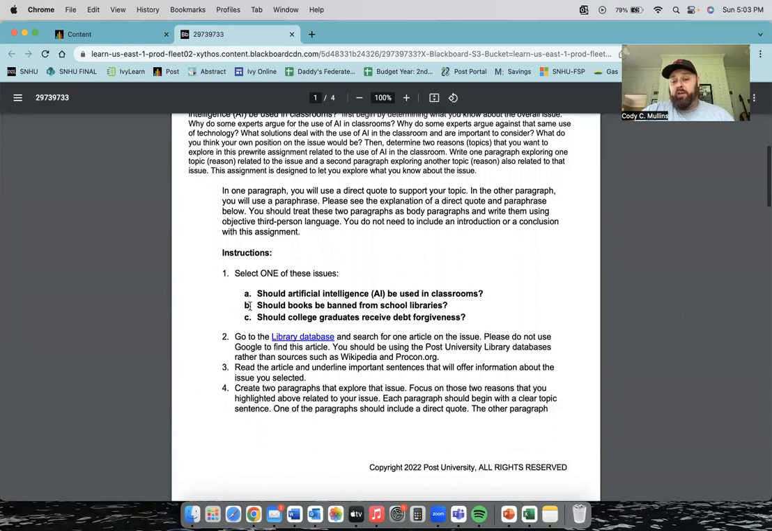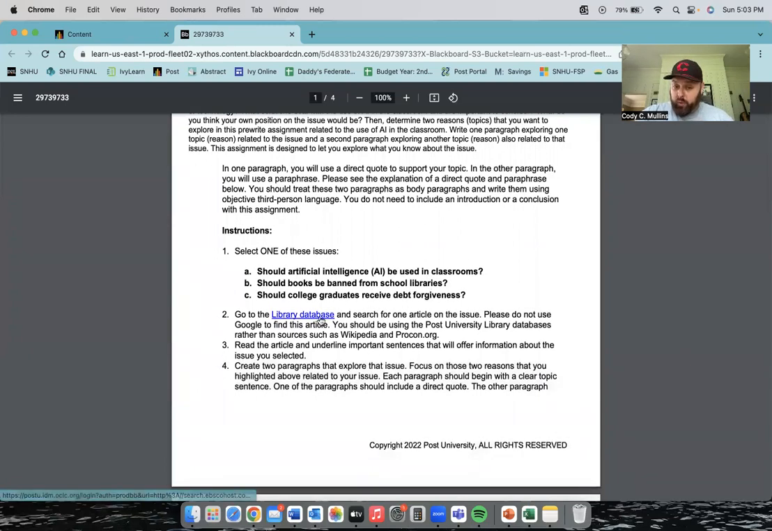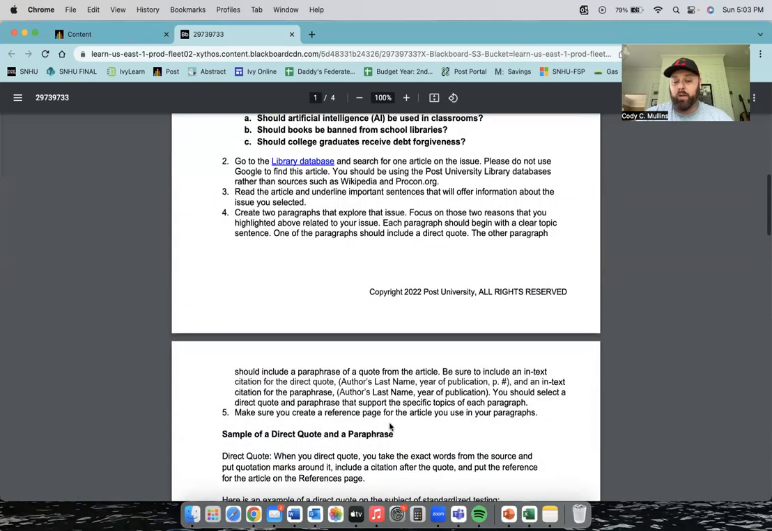So the instructions for this, you're going to choose one of these issues. You're going to go to the library database here and search for an article. You need to use the library database. Please do not use Google. Use the Post University library database rather than Wikipedia or procon.org. Read the article there and then create two paragraphs to explore the issue.